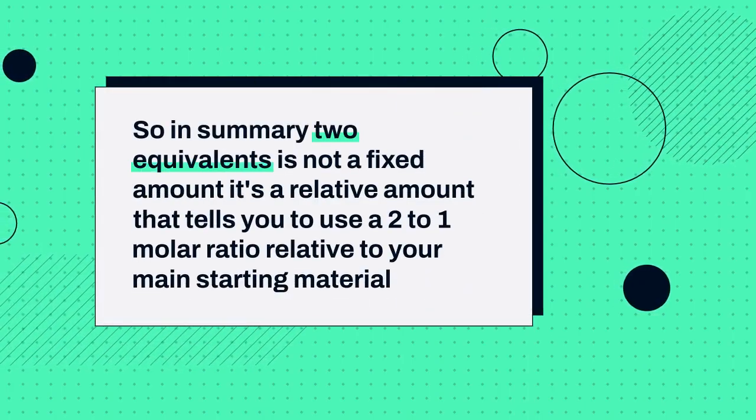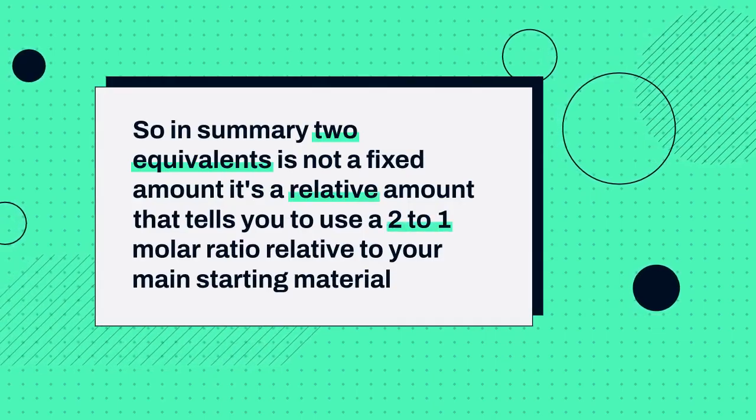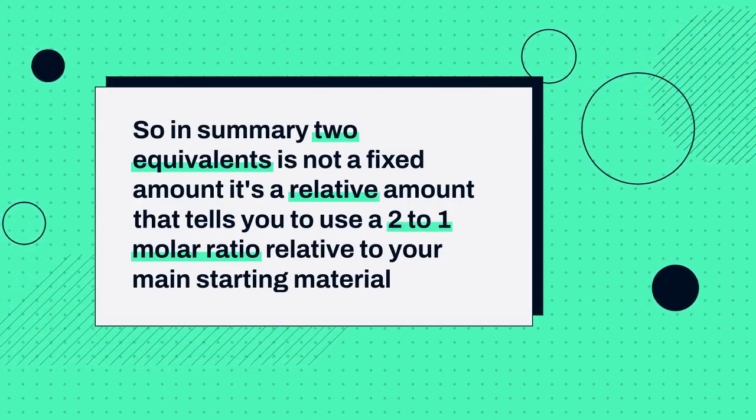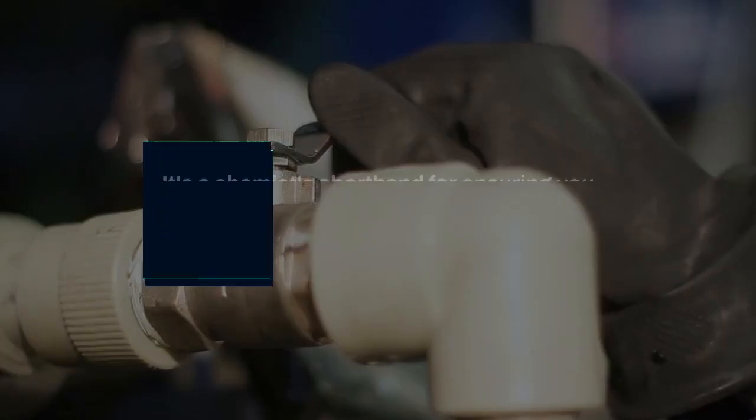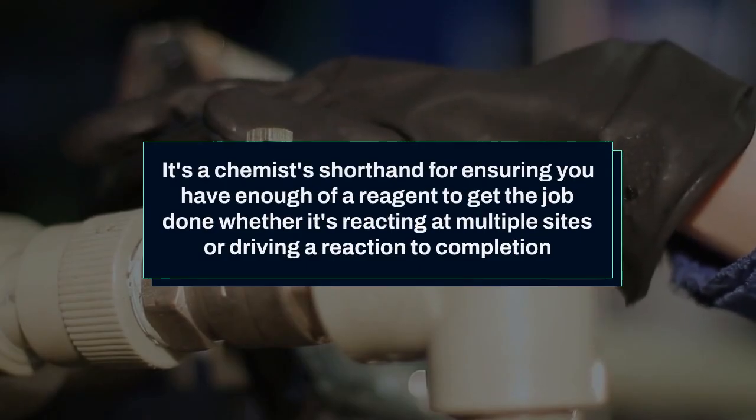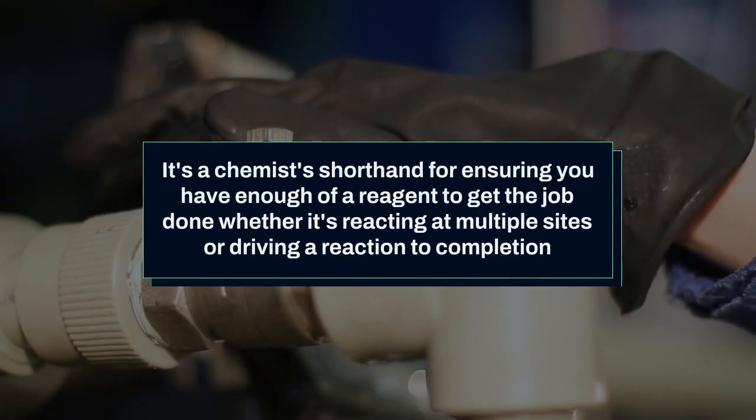So, in summary, 2 equivalents is not a fixed amount, it's a relative amount that tells you to use a 2-to-1 molar ratio relative to your main starting material. It's a chemist's shorthand for ensuring you have enough of a reagent to get the job done, whether it's reacting at multiple sites or driving a reaction to completion.